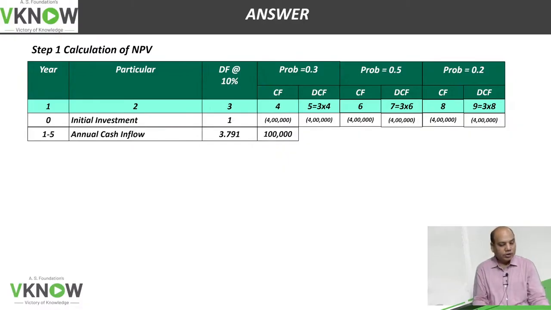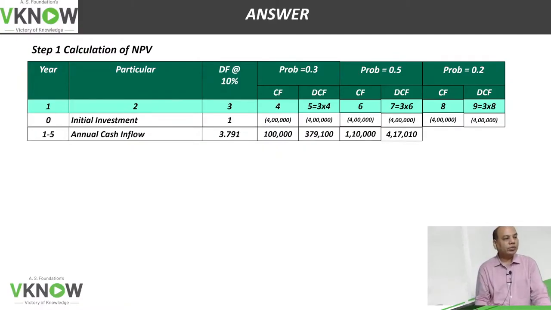If the first situation arises, annual cash flow will be 1 lakh. So what you do, multiply 1 lakh into 3.791, 3,79,100. Next, in the second scenario it is 1,10,000. 1,10,000 into 3.791, 4,17,010.